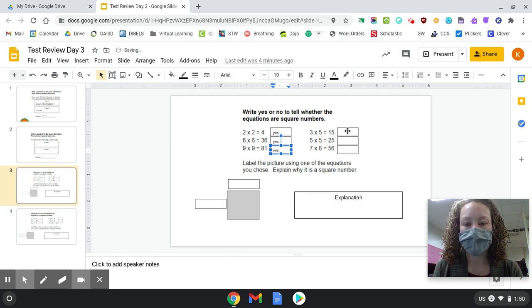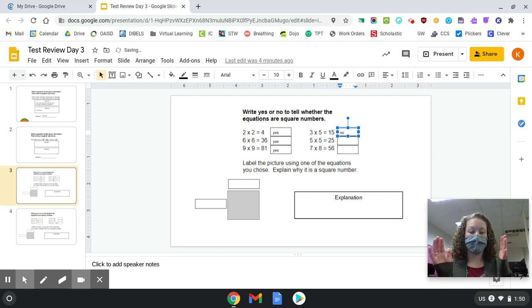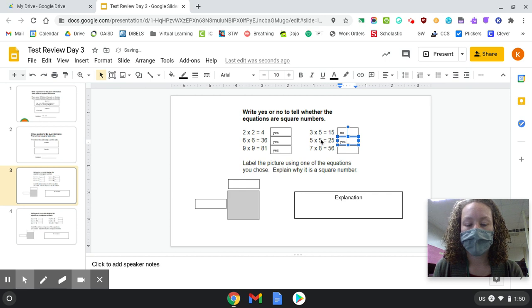How about this one, 3 times 5? That one is not a square number. That's going to be a no. If I drew that, the side lengths would not be the same. One would be 3, one would be 5, which would be longer. It's not a square. How about the next one? 5 times 5, or 5 by 5. Yes. 25 is a square number because 5 and 5 are the same.